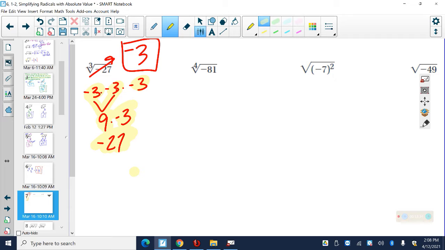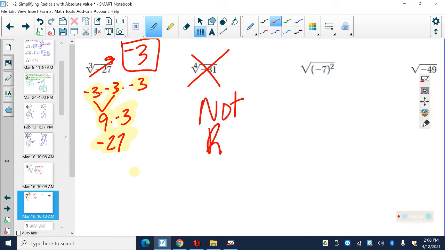Now, what number multiplied by itself 4 times is negative 81? Think about this. If I have an odd number of negatives, my outcome is negative. What if I have an even number of negatives? It's going to be positive. Can I ever get a negative multiplying the same number together an even number of times? No. It's not possible, so therefore it's not real. This is when you'd actually have to do imaginary numbers. I can't take an even root of a negative number. Remember we said that earlier.